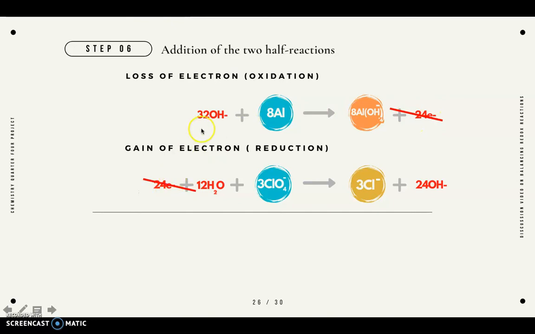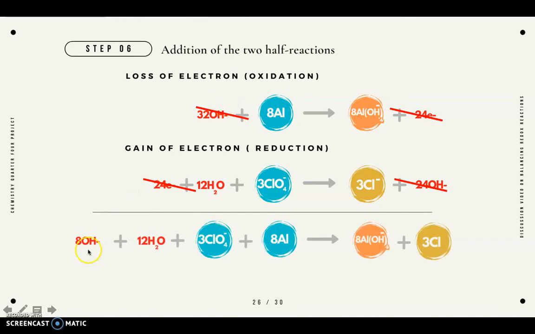We can also see hydroxide ions on the left and hydroxide ions on the right. So we will also cancel these out. So 32 minus 24, we will be left with 8 hydroxide ions on the left. So we will cancel this, and what will be left here is this reaction. So 8 hydroxide ions from 32 minus 24 plus 12 H2O plus 3 perchlorate plus 8 aluminum yields 8 Al(OH)4 minus plus 3 chloride ions.